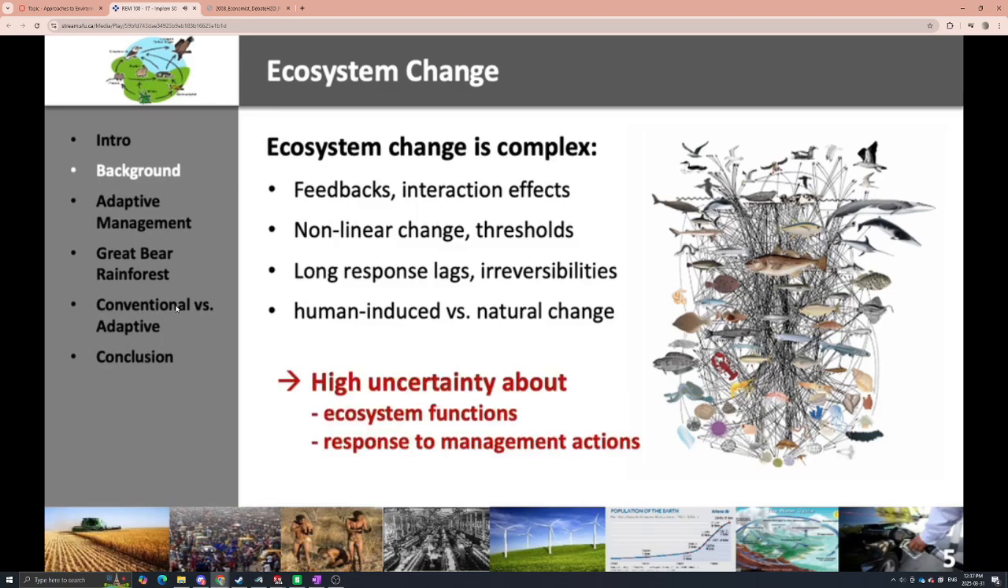All of this means that there is generally almost always high uncertainty about how ecosystems function and how these ecosystems might respond to different management actions. All of this is quite different from the very well-defined air pollution example that we looked at in the last video, where conventional management works. For these more complex issues, we have to talk about the idea of adaptive management.